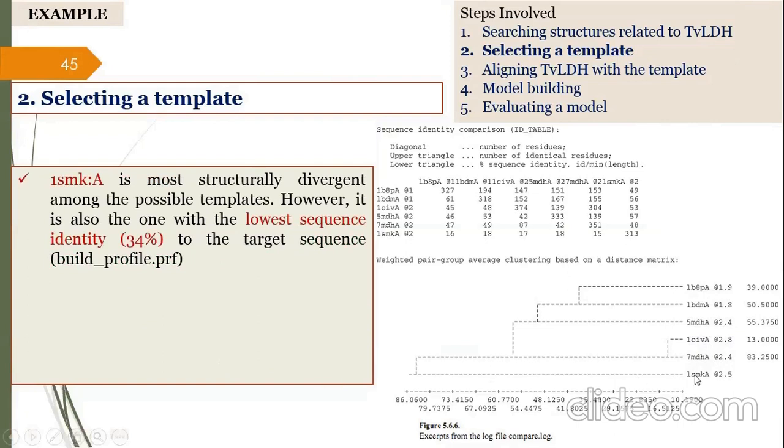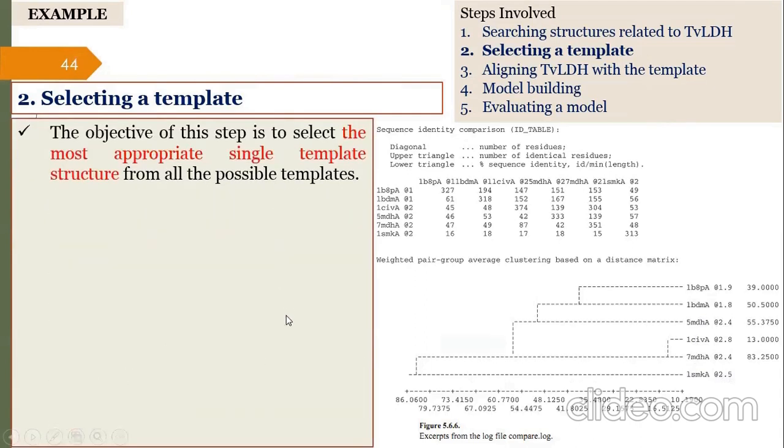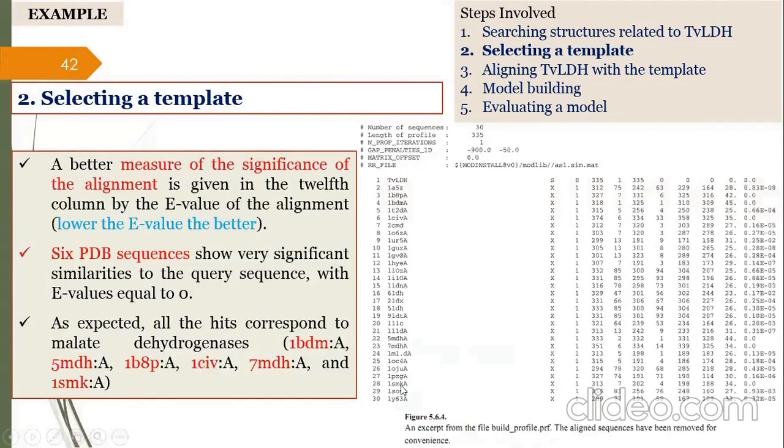And so we are remaining with only one structure, and that is 1SMKA. And this is the most structurally divergent among the possible templates. You can see this is the most divergent sequence. This is farther from the other sequences, the other structures. But it is also the one with the lowest sequence identity. With the lowest sequence identity, now you can see the sequence identities file, this one. So this is 34.